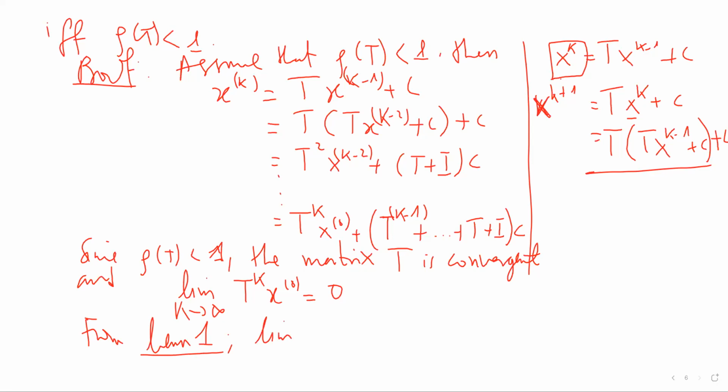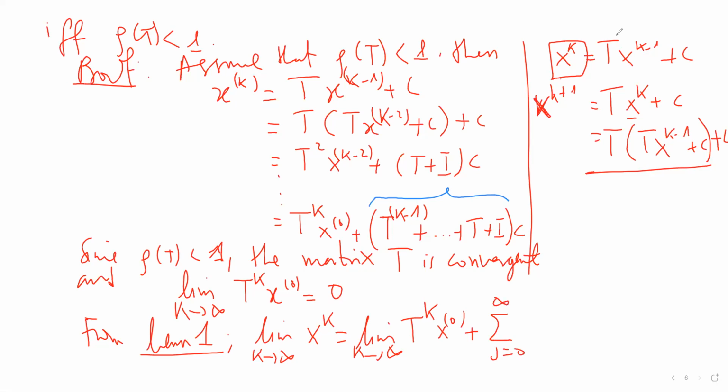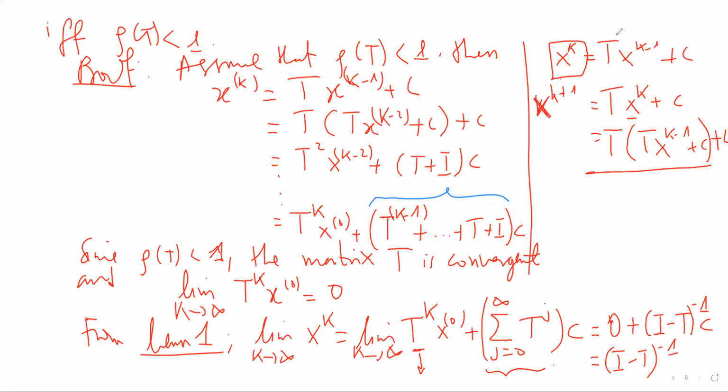we know that the limit as k goes to infinity of x^(k) is the same as the limit as k goes to infinity of T to the power k x0 plus this whole term here, which we know as the sum j from 0 to infinity of T to the power j c. And this whole term, we know what it means. It means we can write it as 0 because this is a convergent matrix, plus this term here, we know what it means. It means (I minus T) inverse of c. And so finally, you have (I minus T) inverse of c.